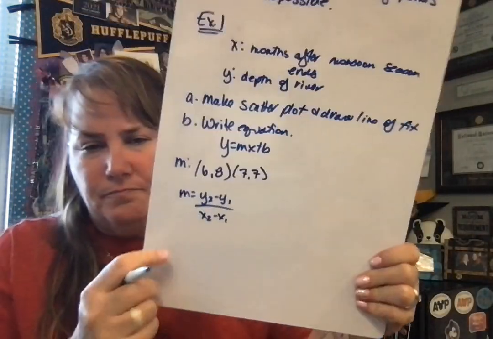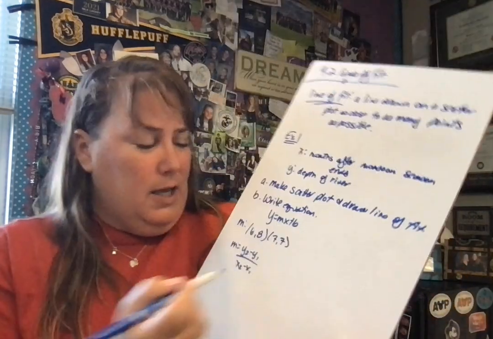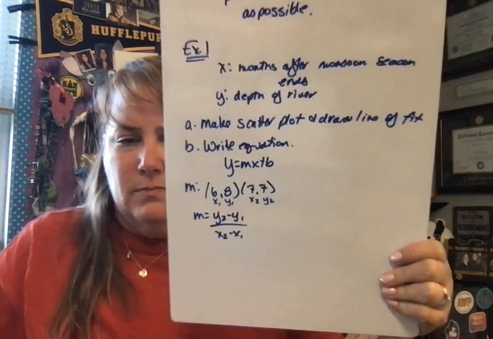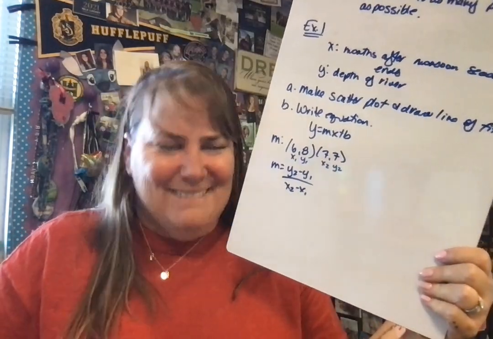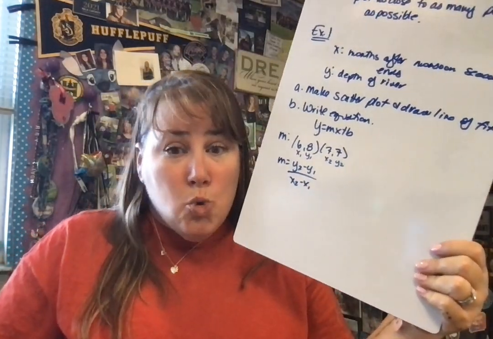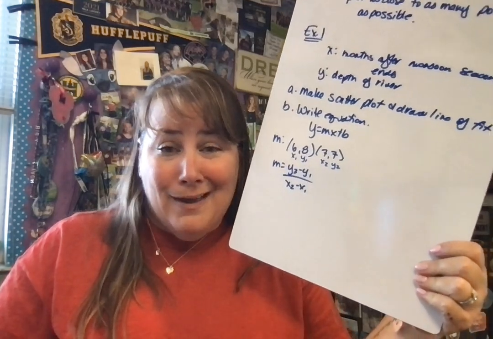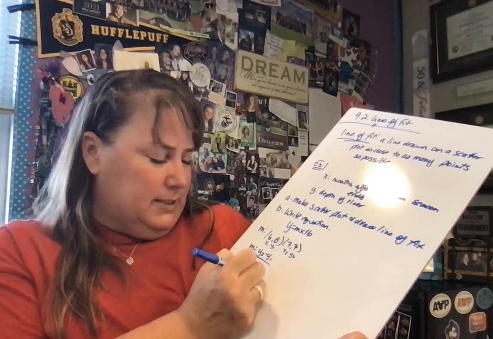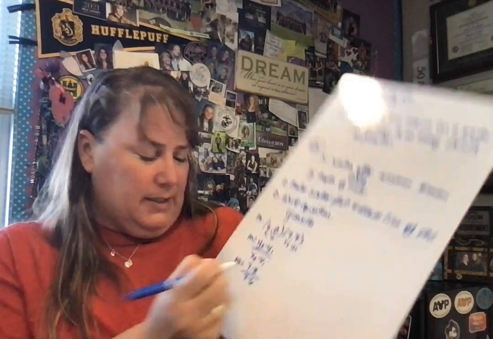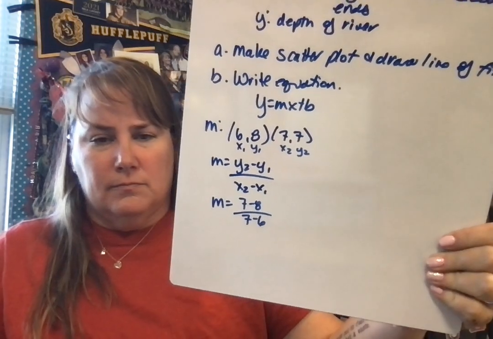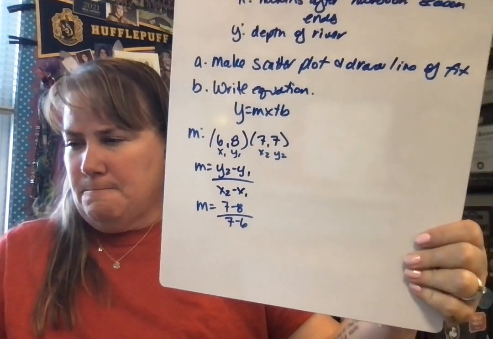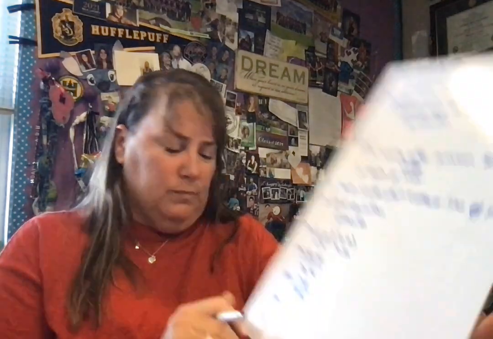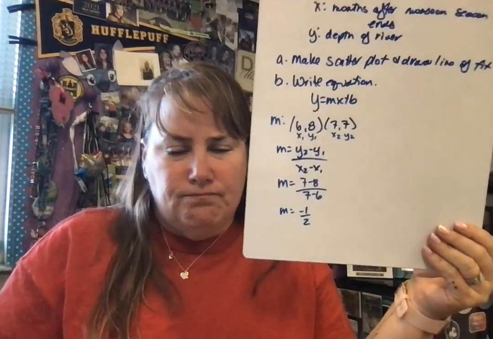Formula. We're finding m first. Label it x1, y1, x2, y2. Just when you thought you were done. We're not doing anything new. We're just doing it again. Here we go. Plug it in. So you should have 7 minus 8 over 7 minus 6, which is negative 1 over 2.